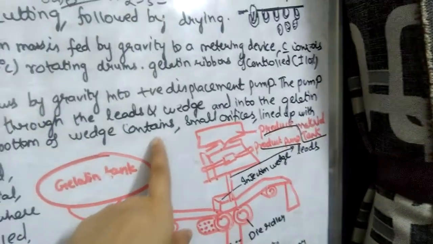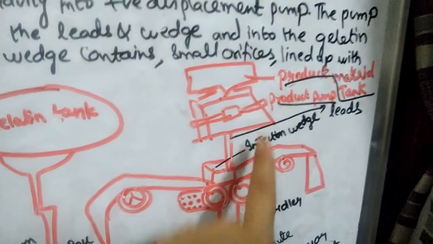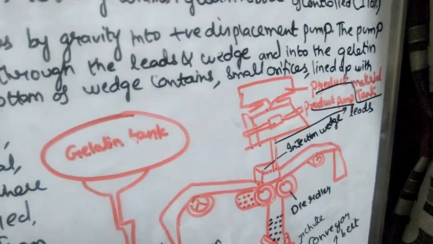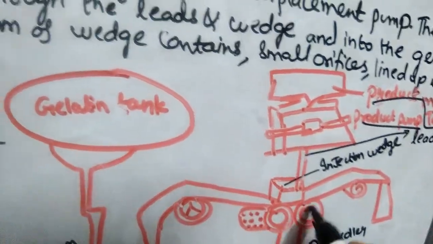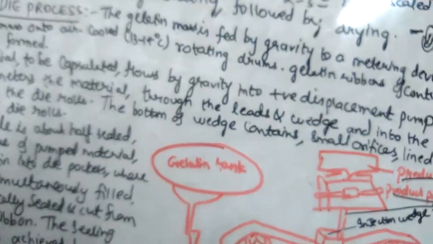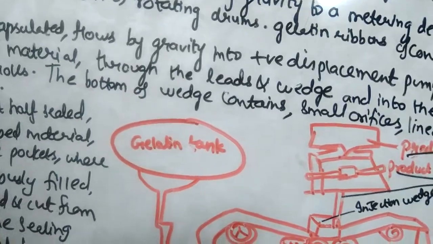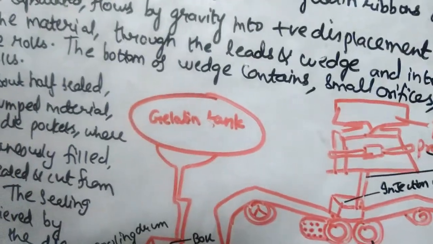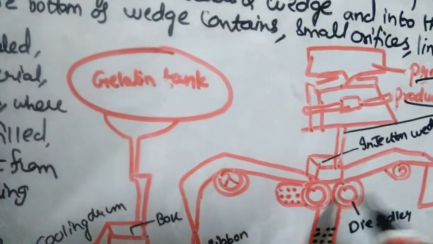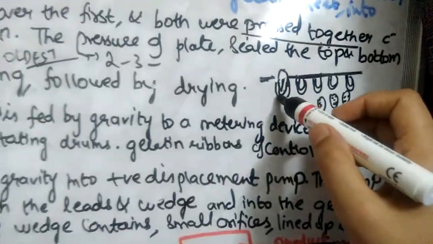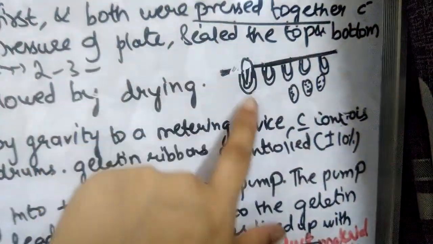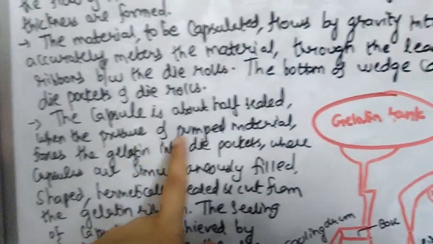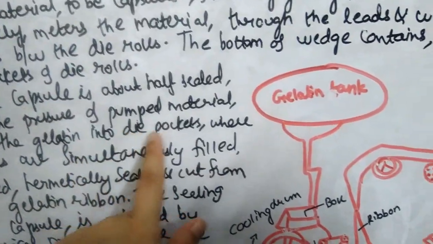Now the bottom of the wedge contains small orifices lined up with the die pockets of the die rolls. So these are small holes, which are lined up with your die rolls. Now due to the pressure of the pumped material, the capsule gets half sealed. Why? Because the gelatin gets into the die pockets. Here also, as you have seen, when vacuum is applied the gelatin produces a half sealed capsule. So here also the capsule gets half sealed when the pressure of the pumped material forces the gelatin into the die pockets.